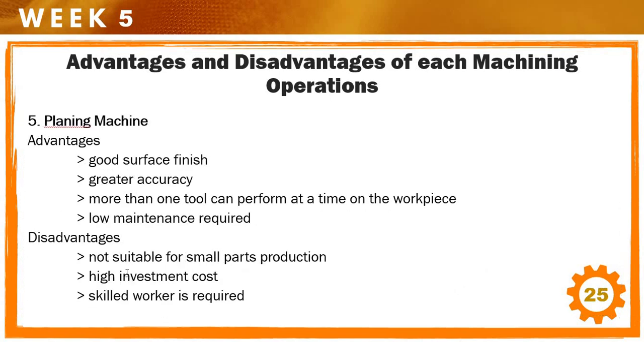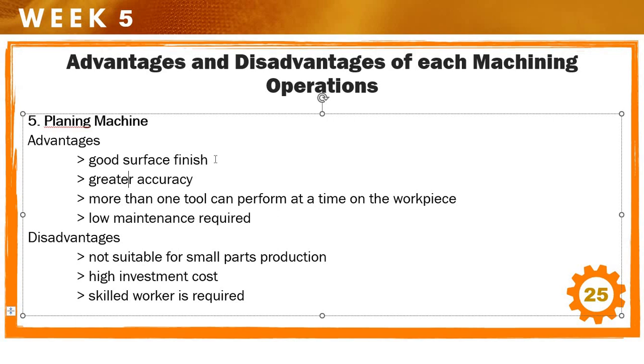The next is the planing machine. The planing machine's advantages: good surface finish, because you noticed in the video that it finishes the surface of the metal. It makes the surface finer and shinier. It also has greater accuracy, because it functions on only one axis, so it is easy to be accurate. Then more than one tool can perform at a time on the workpiece. Low maintenance is required also.